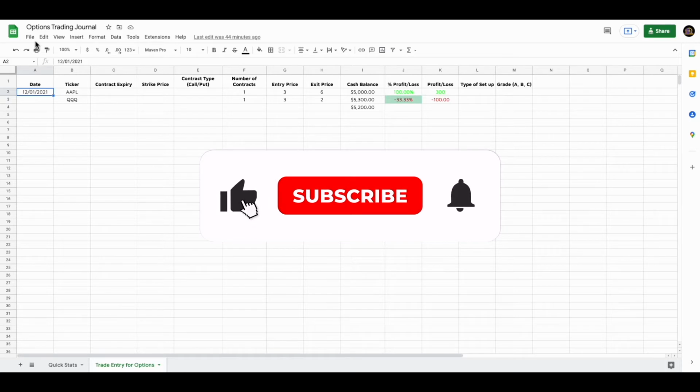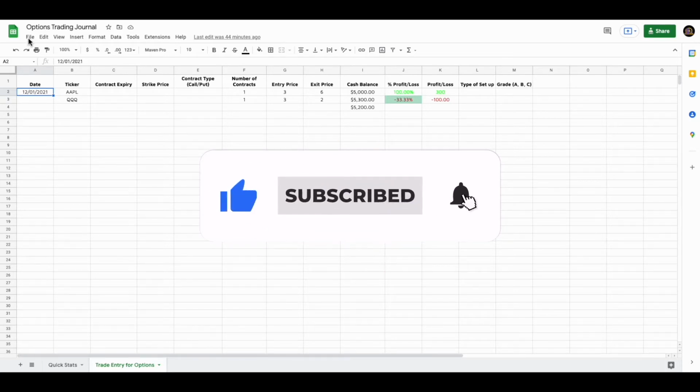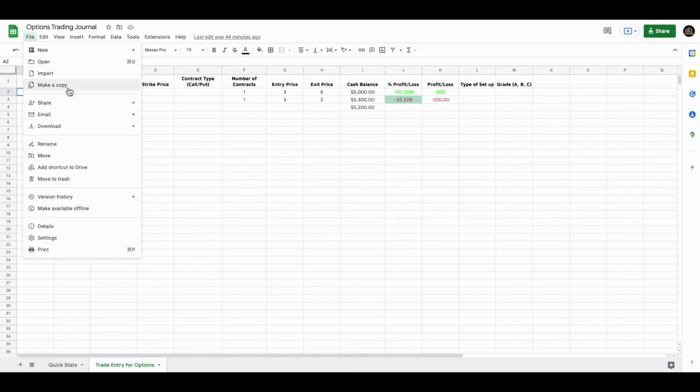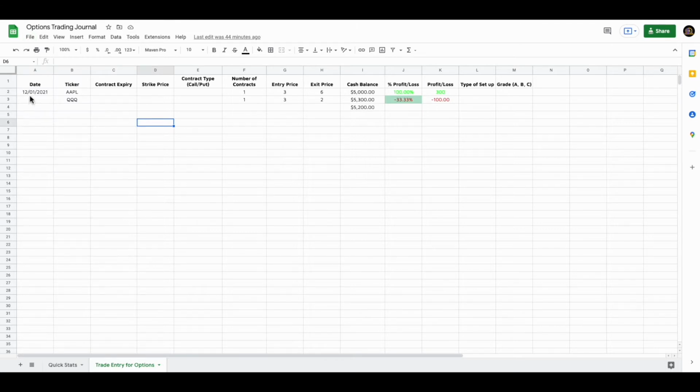So this is my options trading journal. If you trade options, this would be great for you to use. To access this, you just want to go to File and then click Make a Copy, and then you have your own copy. So you just enter the date, the ticker, contract expiry date, strike price, contract type, call or put, number of contracts, entry price, exit price, your cash balance. It's up to you.